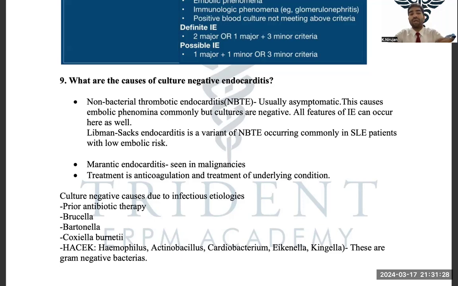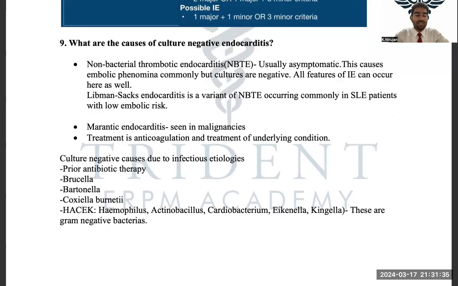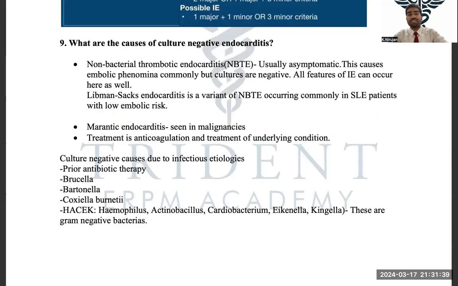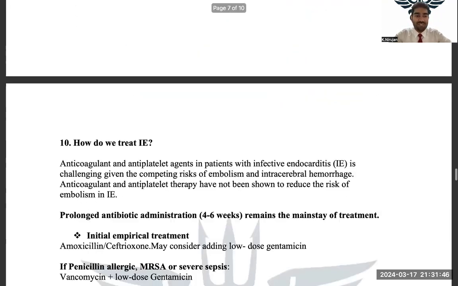Okay. Marantic endocarditis is simple. You get it in malignancies. Okay. That has also been questioned. So why do we talk so much? Because the management is different for infective endocarditis and non-infective causes of endocarditis. That's why we keep on emphasizing.